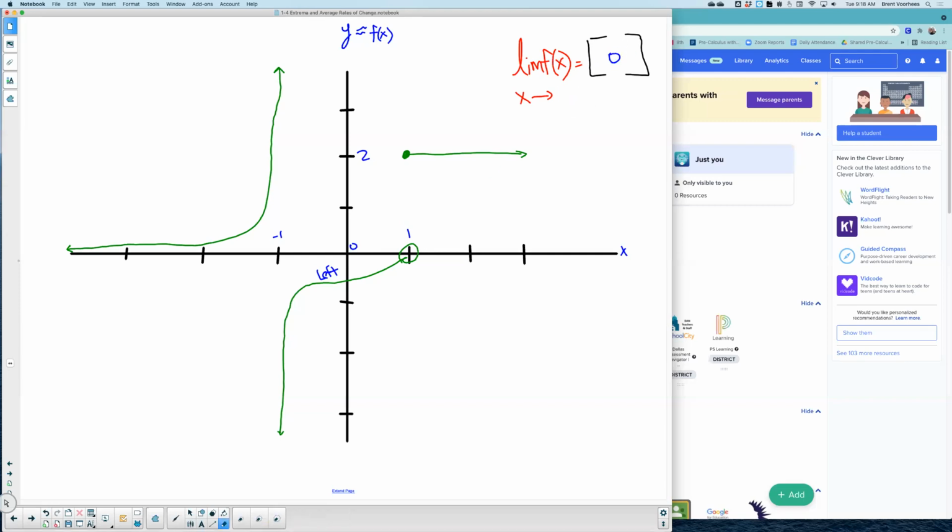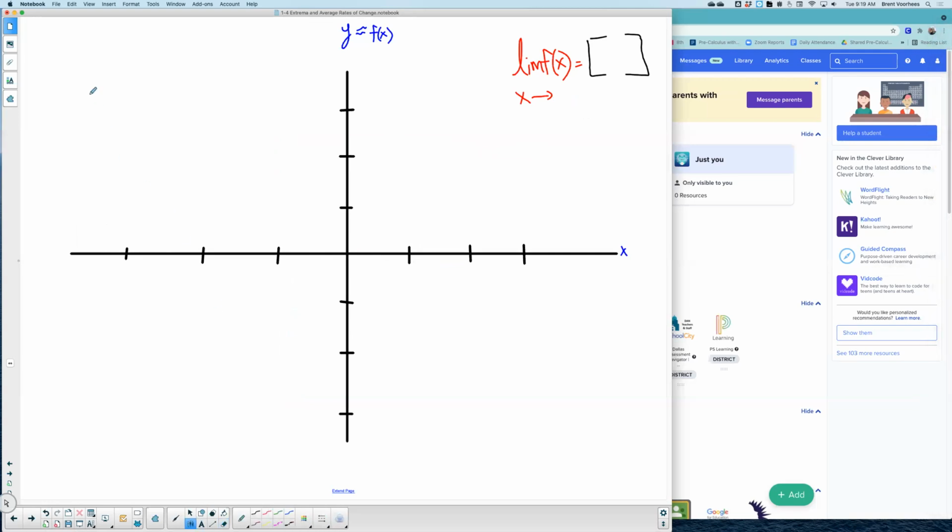Okay, with that, I'm going to erase and give you a brand new graph so we can do this again. I think we might have answered some good questions there, and let's try our luck the second time.